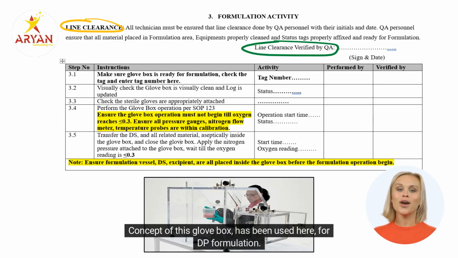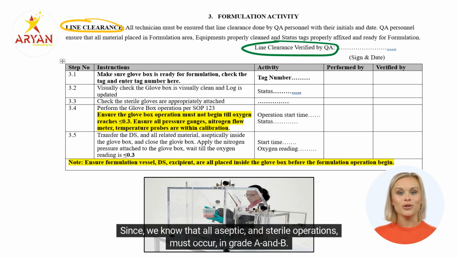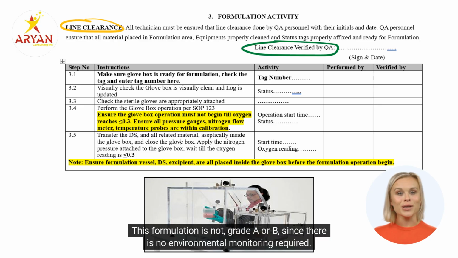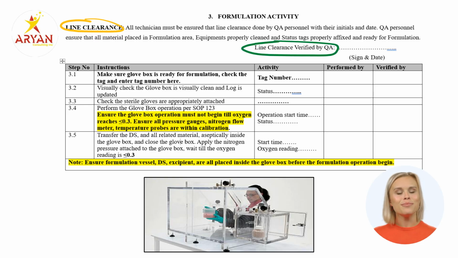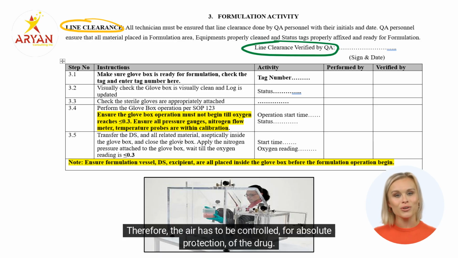The concept of this glove box has been used here for DP formulation. Since we know that all aseptic and sterile operations must occur in grade A and B, this formulation is not grade A or B since there is no environmental monitoring required. This drug being produced will go directly into the patient's blood as injections. Therefore, the air has to be controlled for absolute protection of the drug.